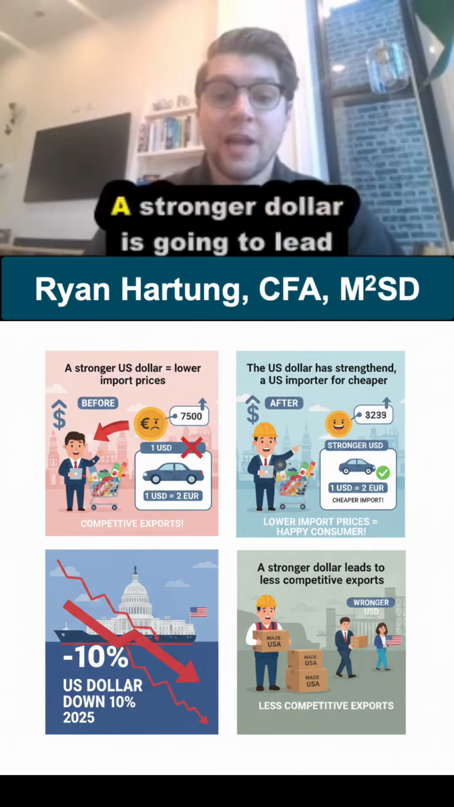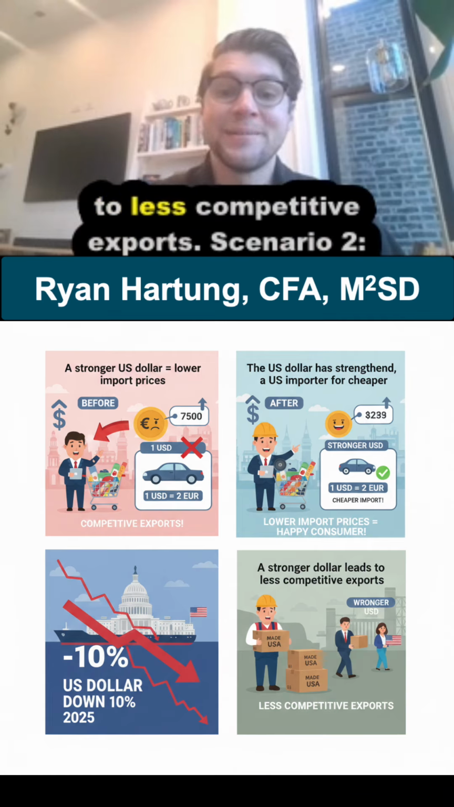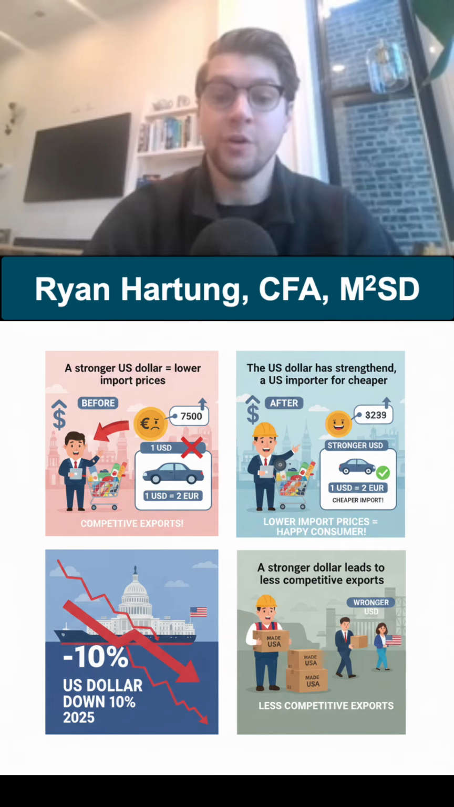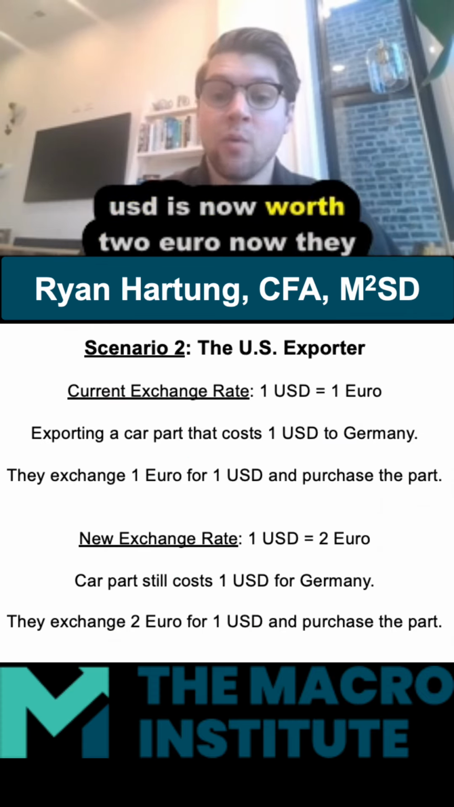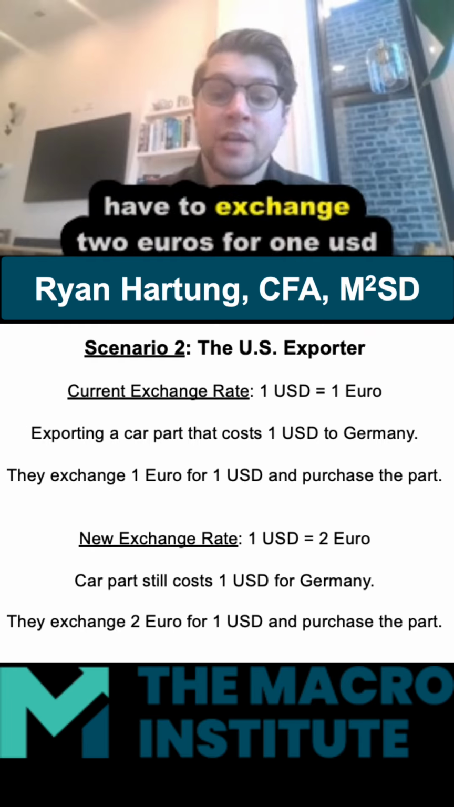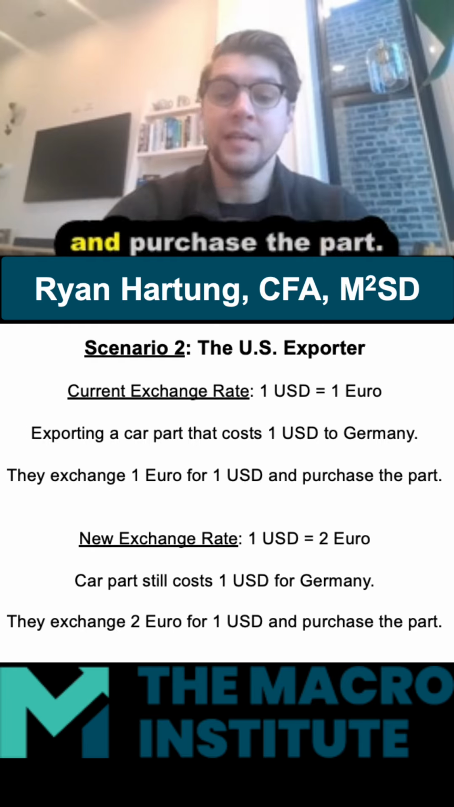But there's a trade-off. A stronger dollar is going to lead to less competitive exports. Scenario 2. This time we are the exporter. So the USD strengthens against the euro. 1 USD is now worth 2 euros. Now they have to exchange 2 euros for 1 USD and purchase the part.